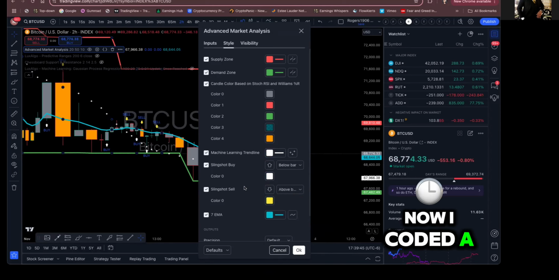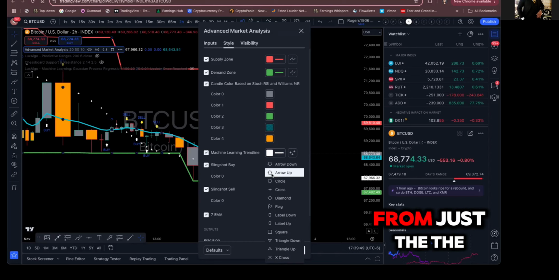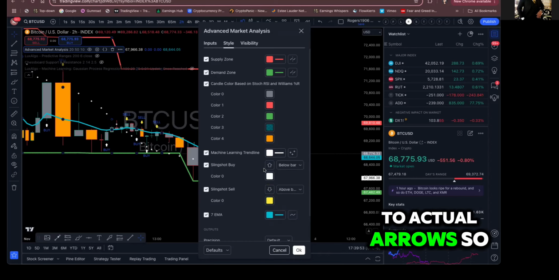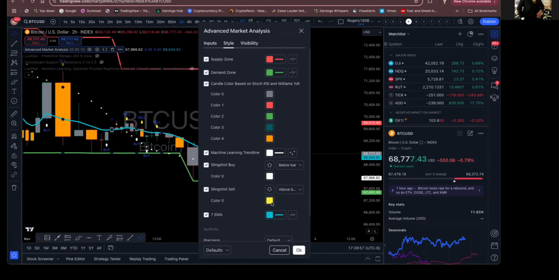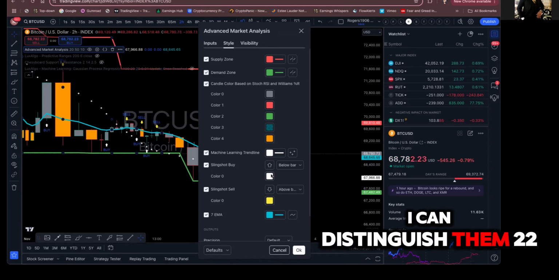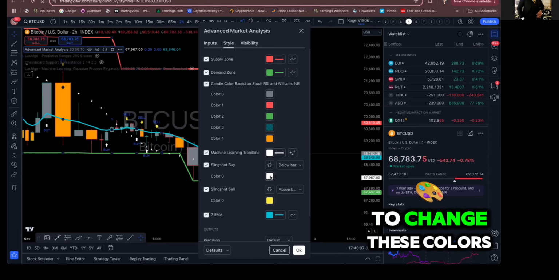Now, I coded a slingshot system that tells you the buy and sell signals, so I changed those from just the diamonds or the labels, right, to actual arrows. So that's one thing that I did. I also changed my arrows to yellow, right? My slingshot sell to yellow, and my buy white, so I can distinguish between the two. Now, I may decide to change these colors later on.